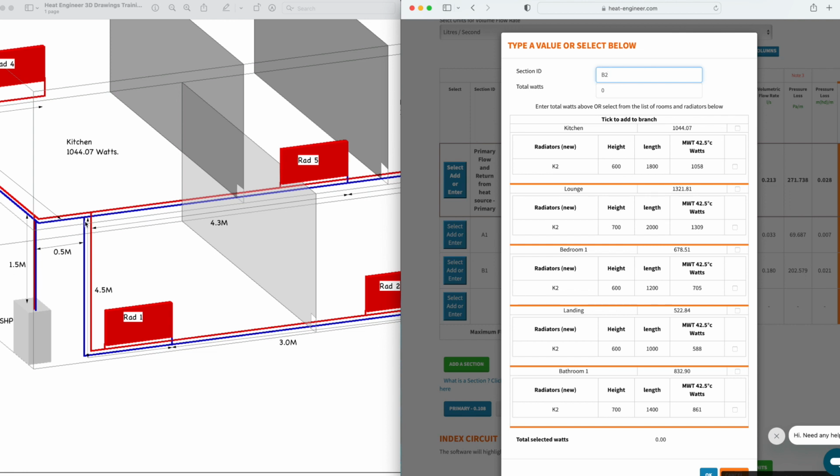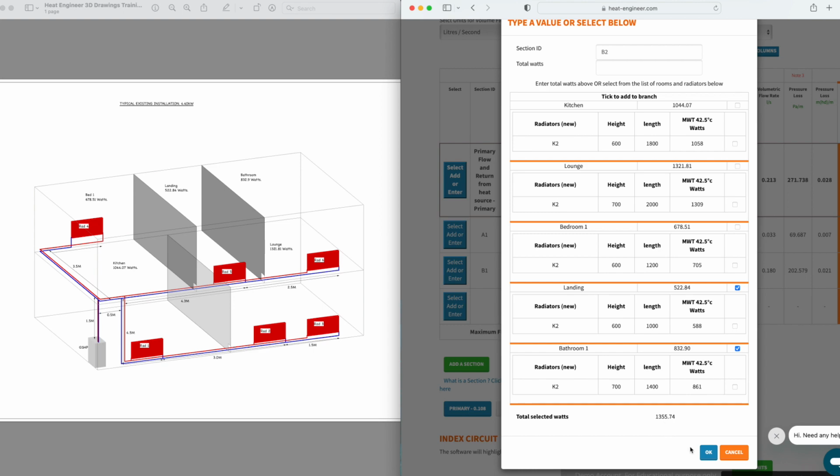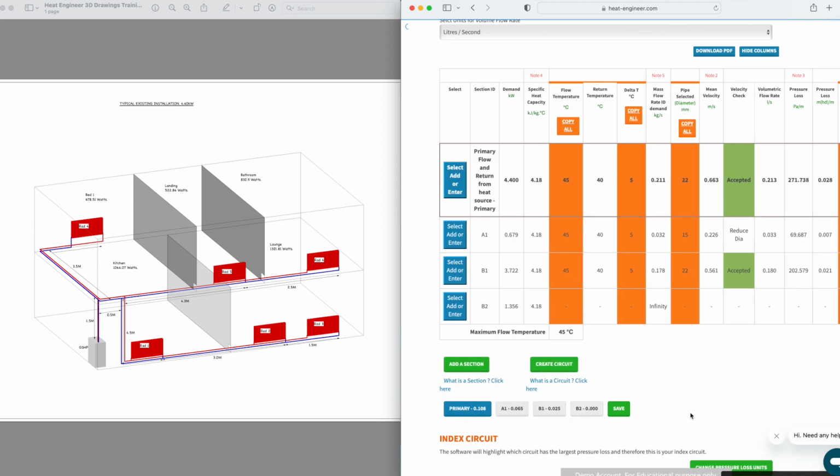And then we say to our second question, how much is that section carrying in terms of energy? Well, it's carrying all the energy. That one section of pipe is carrying all the energy for radiator 5 and for rad 6. So it's taking all of the bathroom and the landing. So we just come down here and click the landing and the bathroom. And that's it, 1.355 kilowatt. I think everybody's beginning to understand how easy this is to use now.